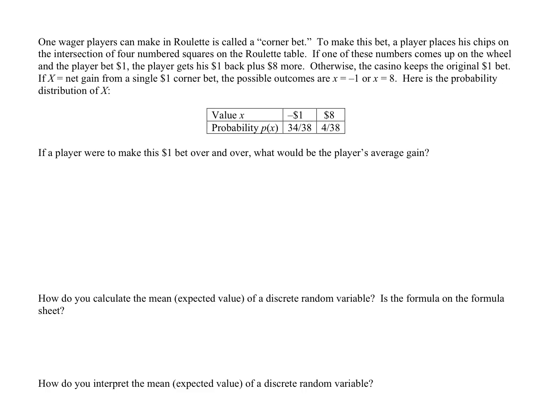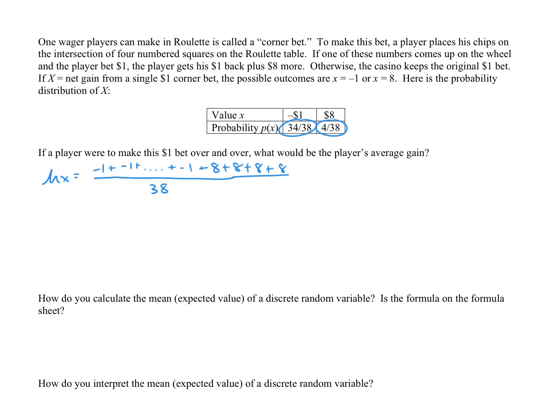Okay, so if we just reason out how we would calculate this, if our probability is out of 38, let's force our player to play 38 times. The player would be expected to lose $1 34 times, and then to gain $8 4 times.